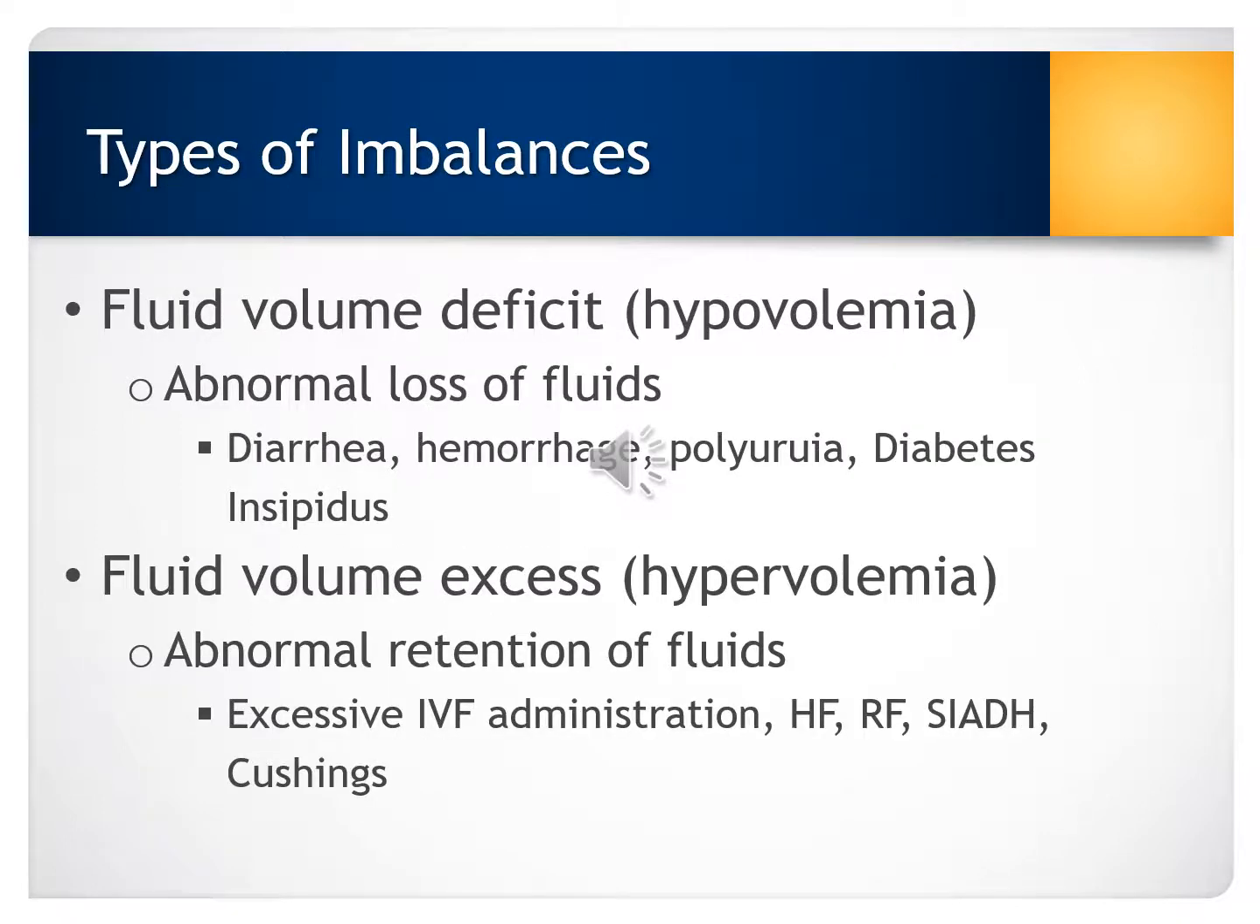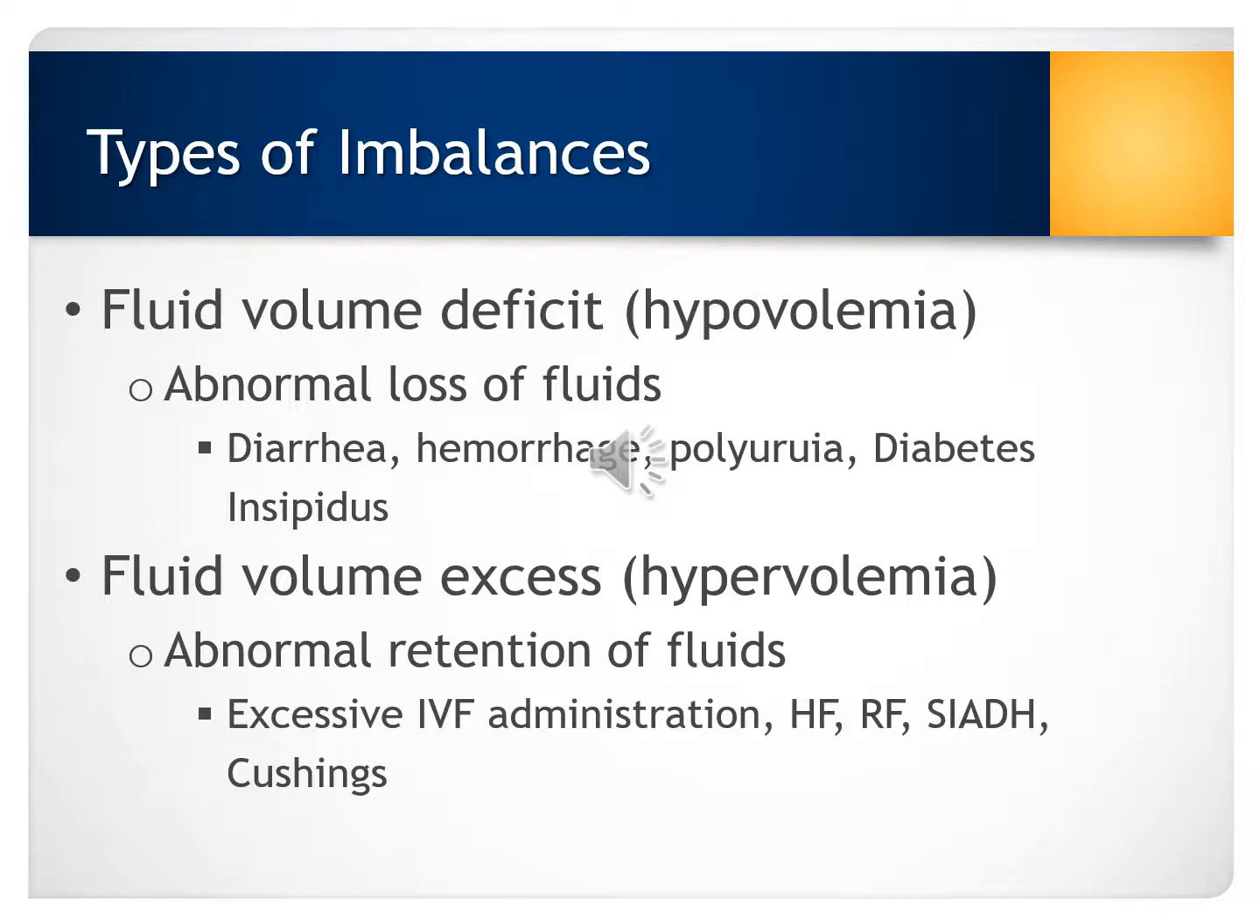There are two types of fluid imbalances. One is fluid volume deficit, also referred to as hypovolemia. And typically this is from a fluid volume deficit that occurs with abnormal loss of body fluids. So it can be from diarrhea, hemorrhage, polyuria, and diabetes insipidus are some of the common causes. Fluid volume deficit should not be used interchangeably with the term dehydration, because dehydration refers to loss of pure water alone, and it does not have a loss of sodium.